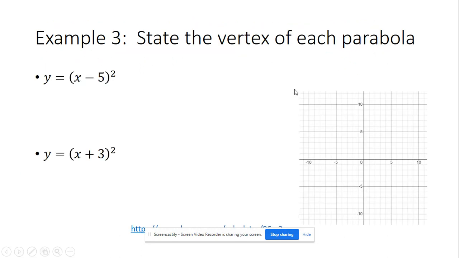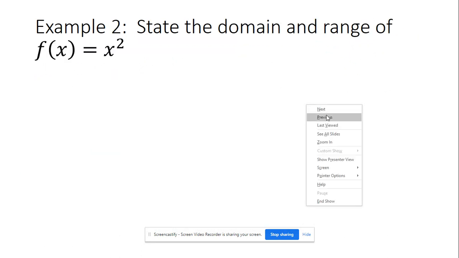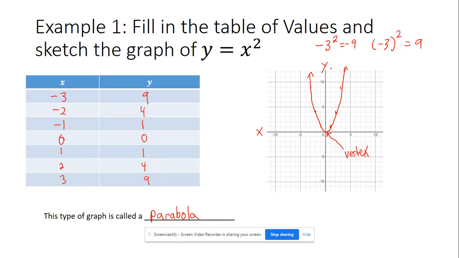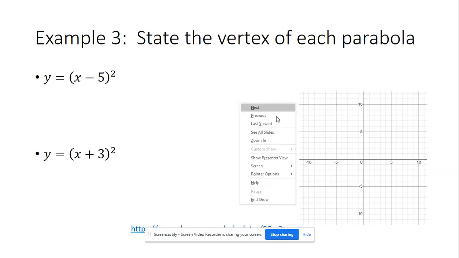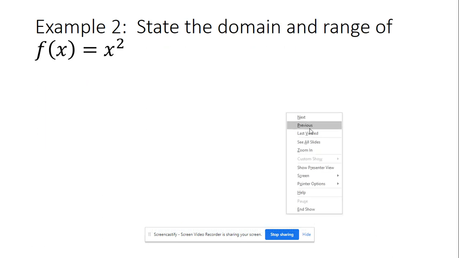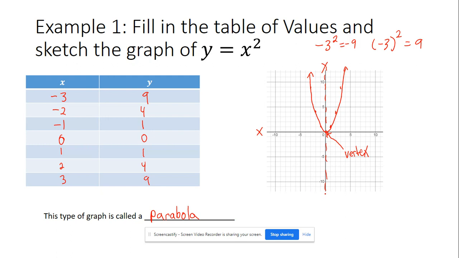Another couple of other things that we'll talk about more later on too. If I draw a vertical line through the middle over here, the equation of this vertical line is x equals 0. We call this the axis of symmetry. The idea is that this graph is symmetrical about this line. Okay, so it's called the axis of symmetry.